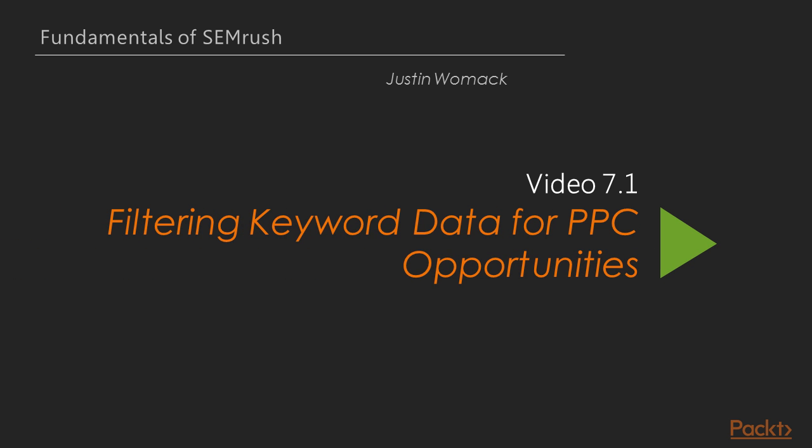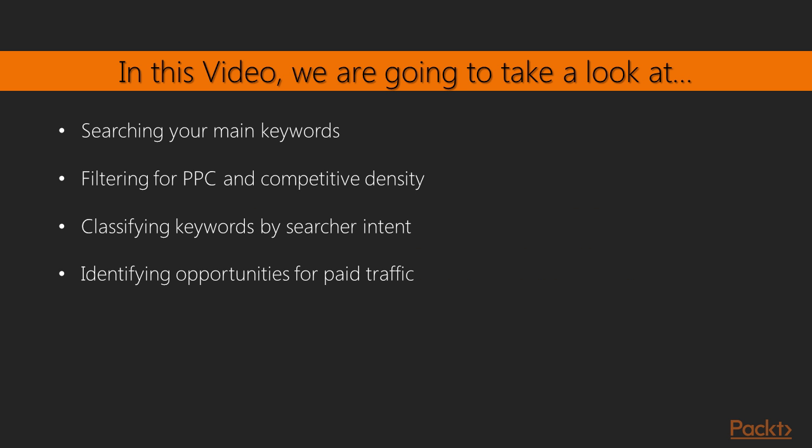So let's get started with video 7.1. In this first video of section 7, we'll be talking about filtering keyword data for pay-per-click opportunities. In this video, you'll learn how to search your main keywords. We'll talk about filtering keywords for pay-per-click and competitive density. We'll talk about classifying keywords by searcher intent. And then we'll tie it together by looking at identifying opportunities within paid traffic. So let's get into the content.